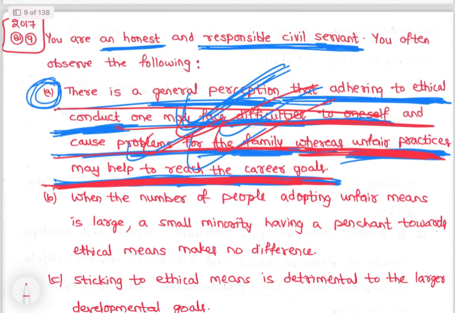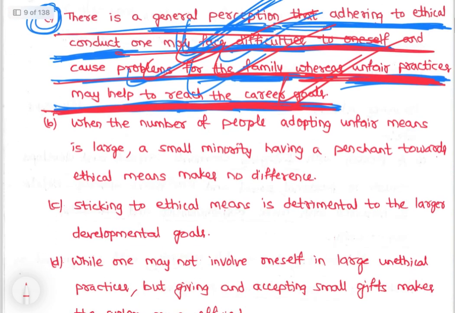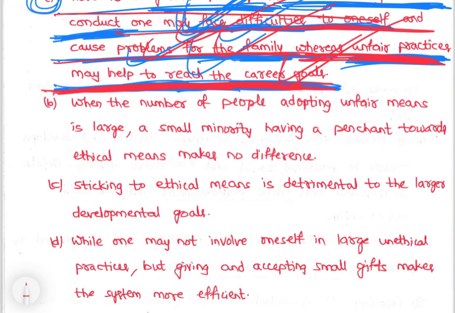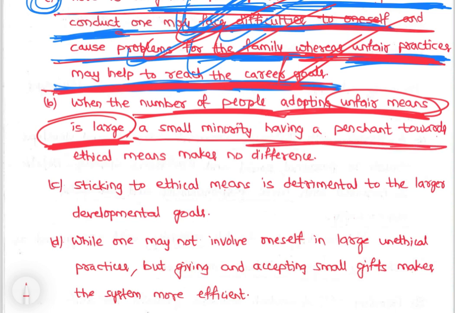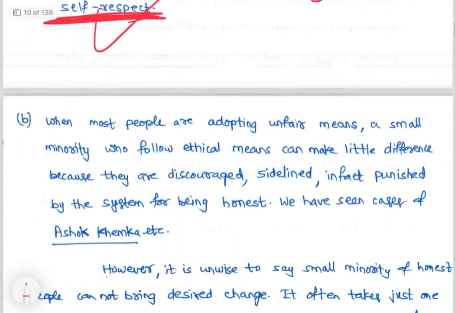So it is better we remain ethical to our job. We remain practicing ethical practices, right? Then the second point, that is B, when the number of people adopting unfair means is large, a small minority having a penchant towards ethical means make no difference. Right? ये बोल रहा है कि भाई बहुत ज्यादा लोग हैं वो अनफेयर मीन्स ही दे रहा है. कुछ लोग, हम जैसे कुछ लोग हॉनेस्ट रह के कुछ ज्यादा बिगड़ नहीं पाएंगे. ठीक है? अब उसका मेरिट्स क्या है उस आर्ग्यूमेंट्स का? ठीक है, लेट्स चेक. ठीक है?